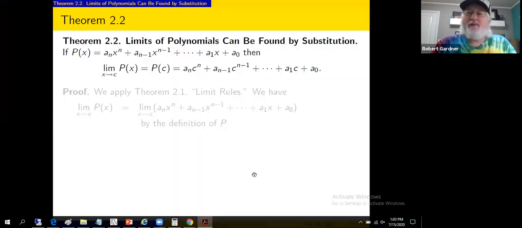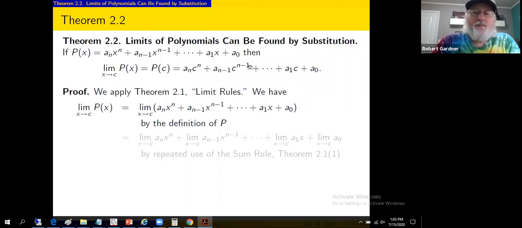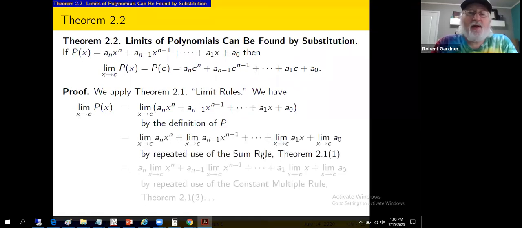Okay, for polynomials, we'll use the limit rules as promised. A limit as x approaches c of p of x. This was the definition of p of x as given in the statement. And look at this, you've got a limit of a sum of a bunch of things. Well, the sum rule tells you we can write the limit of that sum as a sum of a bunch of limits. Again, not distribution, it's the sum rule for limits. Theorem 2.1, part 1.